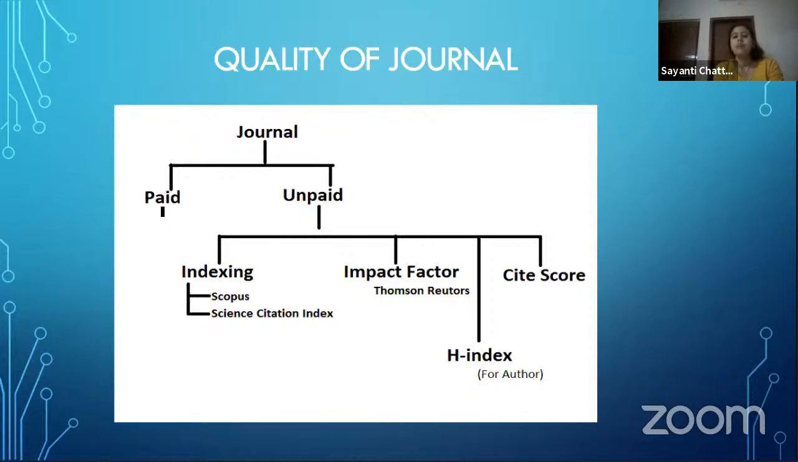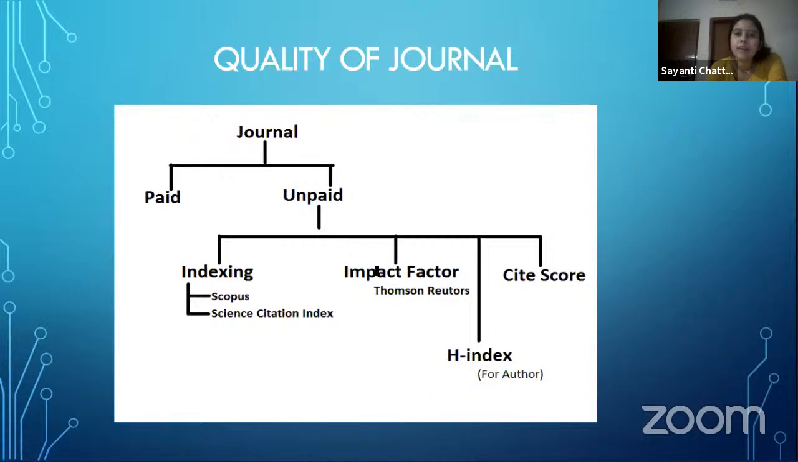But now, some good paid journals like Sage Publications, though it is a paid journal, are very, very good. So this is the Scopus and SCI indexing. Next, check the impact factor of the journal. Always try to publish your paper in a high impact factor journal. Though it is very, very tough work, we have to choose by the impact factor.